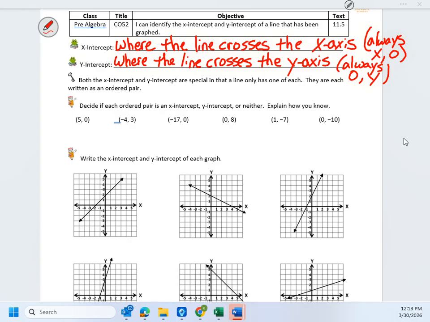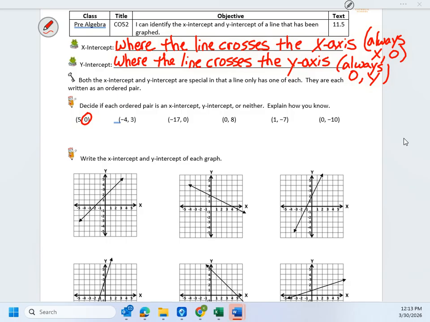So if we look at this first one, the ordered pair is 5, 0. Is it an intercept? Yes or no? Yes. How do we know it's automatically going to be an intercept? What do we see in it? Clara? It has a 0. There's a 0 in it. So we know it's going to be an intercept because there's a 0 in the ordered pair.